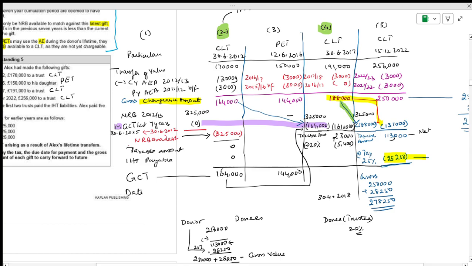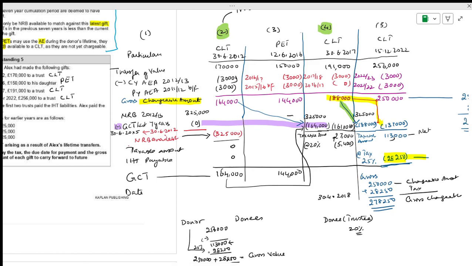Yeah, this I know. But how about the gross? Now, what is the chargeable transfer, the chargeable amount? On this chargeable amount, you are taking the NRB and subsequently you are paying tax on the net amount. So what will the total gross chargeable amount be?